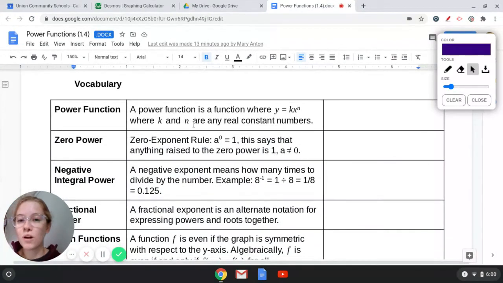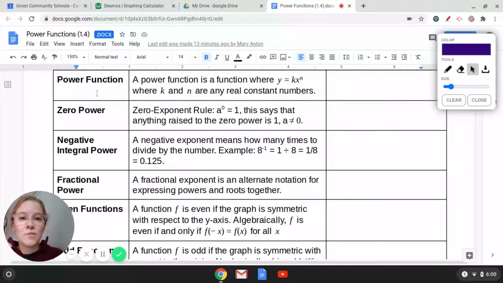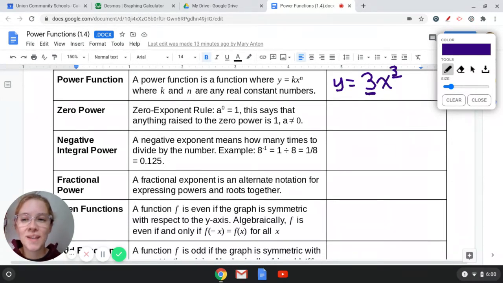Power function. A power function is a function where y equals k times x to the n, where k and n are any real constant numbers. An example of this is y equals 3x cubed, or x to the fifth power, or x squared. As long as this k, this constant right here, and this exponent are real numbers, then it's a power function, and that's the only term.